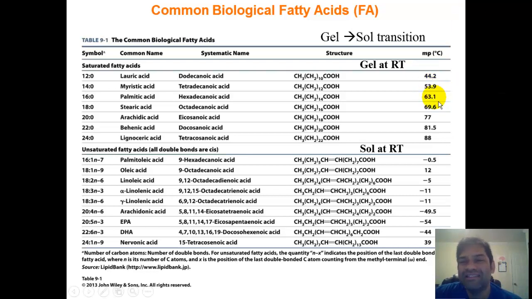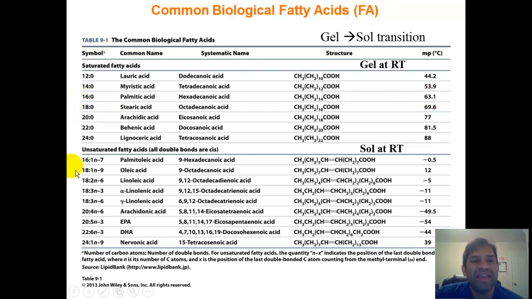Now, right at 63.1 degrees C, right at the phase transition temperature, you're kind of 50-50 gel and 50 solution. So at body temperature, palmitic acid will be a gel, and at room temperature too. So in the case of the lung where palmitic acid exists, not a problem.